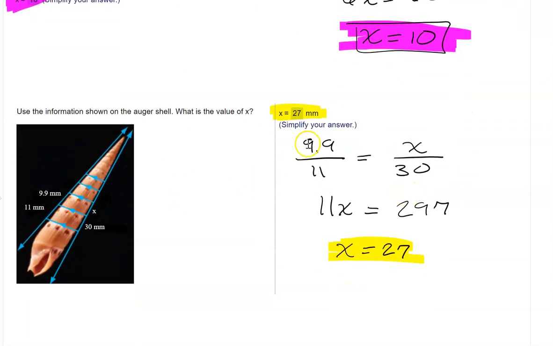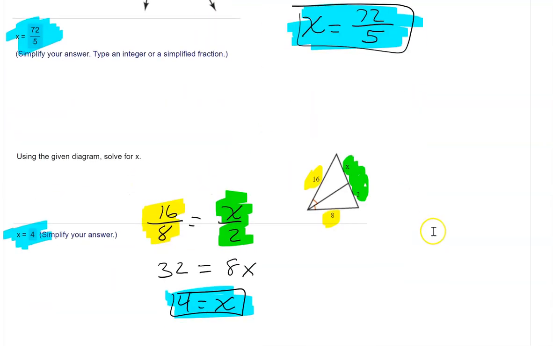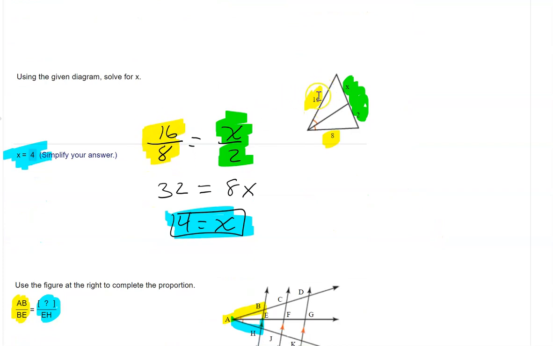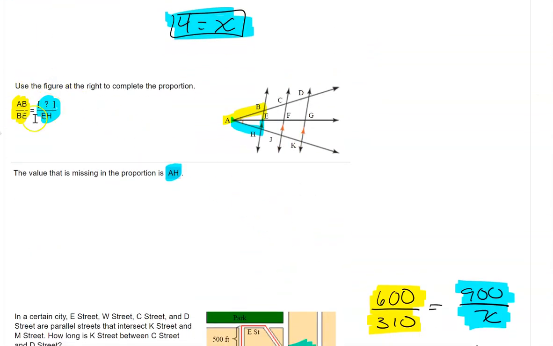Here, set up our ratio, cross multiply and solve. Set up our ratio, cross multiply and solve. Here it's asking for a simplified fraction. We can't simplify it, so we're done. Here's our ratio, cross multiply and solve. And here we're just looking at what is similar to the proportion.